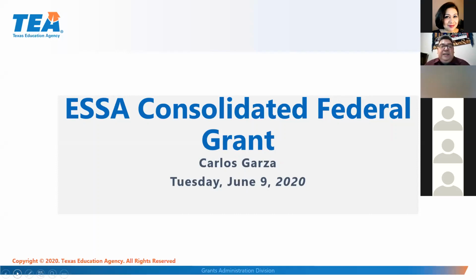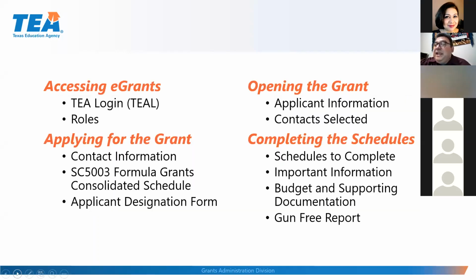So let us begin. What we're going to be covering today in this hour and a half, we'll talk about accessing e-grants through the TEA login, the TEAL system, some of the roles that are there, and some of the access that you have as those roles. We'll talk about the contact information tab, and that's where you will be pulling your contacts for each application. The special collection, the 5003, the consolidated schedule that must be completed by all LEAs, whether you're applying on your own or applying as a member of an SSA.